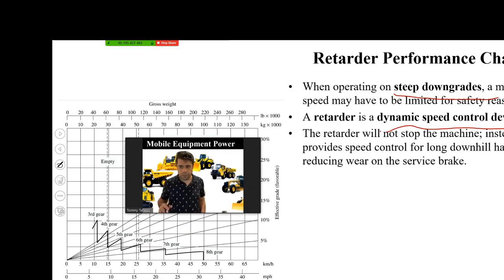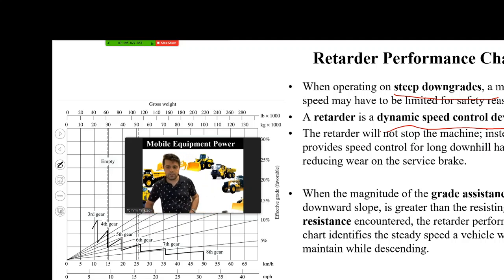So anyway, the retarder will not stop the machine. Instead, it provides speed control for long downhill hauls. So you won't need to use the brake for that, because it won't allow your vehicle to exceed a certain speed that could be identified by the operator.